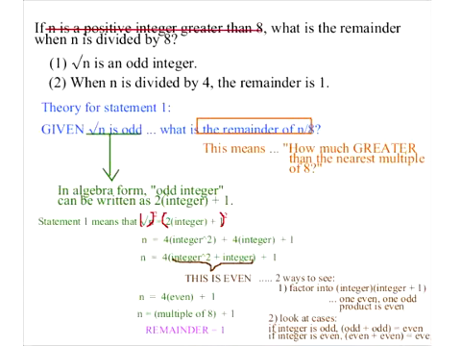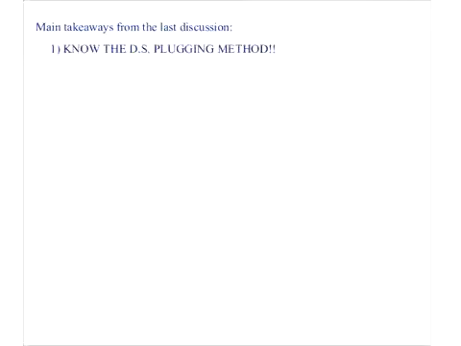Again, the main takeaway that you should have gotten out of that whole discussion, there was a lot of discussion there, but the main takeaway that you should have derived from all of it was that you gotta know the data sufficiency plugging method. So main takeaways from the last discussion. Number 1, know the data sufficiency plugging method. Yeah, the more approaches is better.